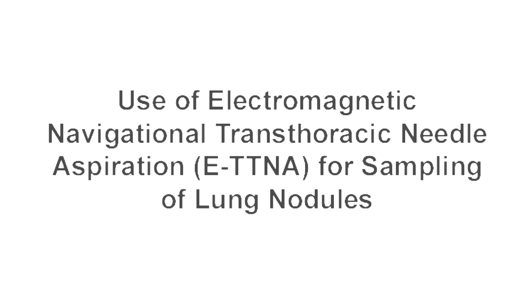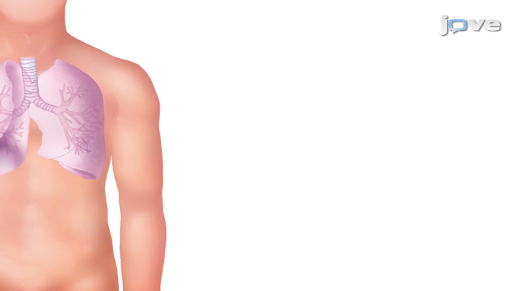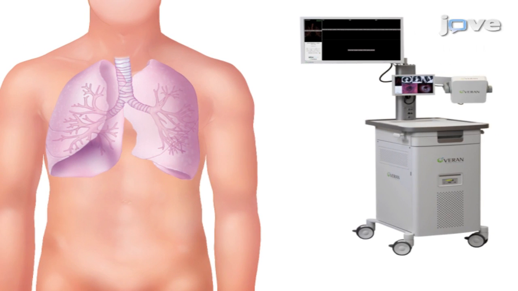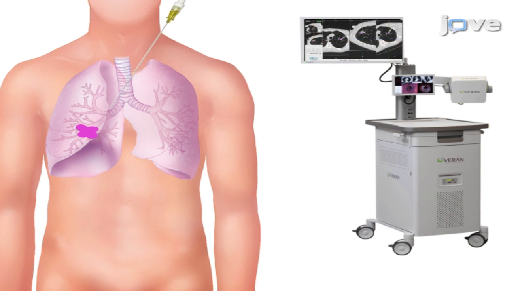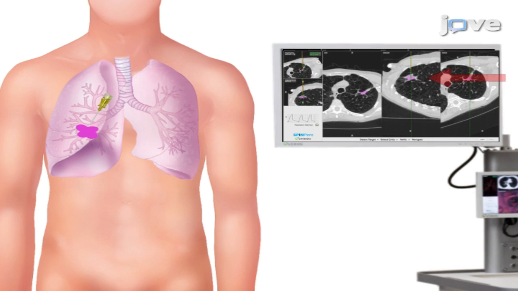The overall goal of the following experiment is to percutaneously sample pulmonary lung lesions using an electromagnetic navigational guided transthoracic needle. This is achieved by first mapping the target lesion using computed tomography images and navigational software. Next, an electromagnetic navigational guided transthoracic needle is inserted through the chest wall following the virtual path, which allows the proceduralist to reach the target lesion.